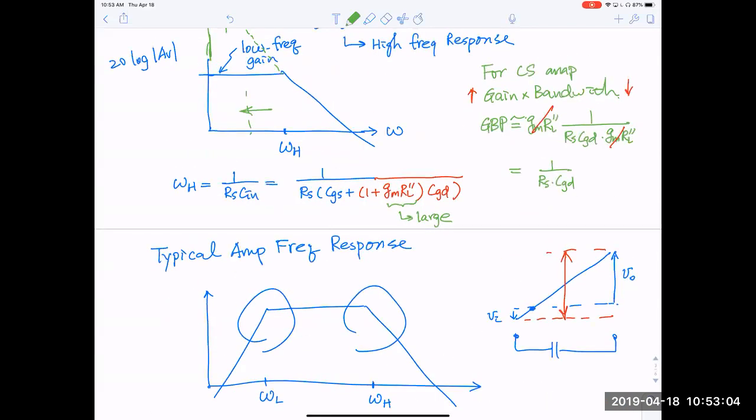Yeah, so I'm assuming this is a dominant term, and it depends how high your gain is. If you have a moderate gain, CGS is still much larger. Right, CGS is at least 10 times larger than CGD. So if your gain is higher than 10, then the second term is dominant. Okay.